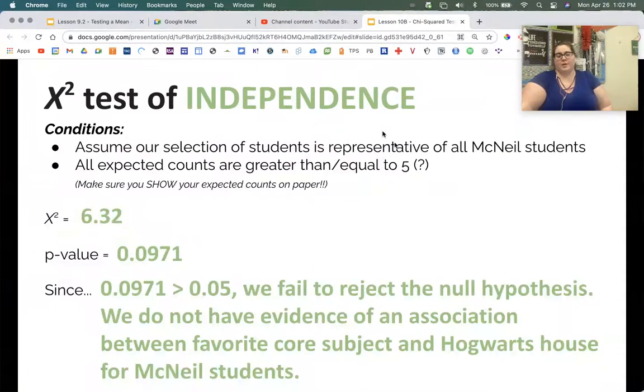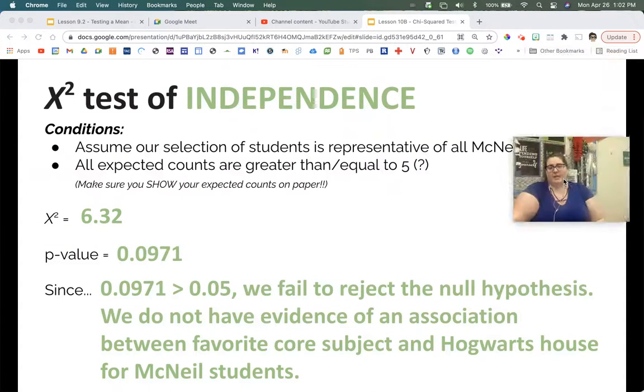for McNeil students. Again, make sure if you're not going to show the formula for chi-squared that you write the name of the test. So write chi-squared test of independence if you don't want to have to write the formula. Otherwise, you have to write out that whole formula. It's the same formula for chi-squared that we used for the goodness of fit test, but you would have to write it all out if you didn't write the name of the test.